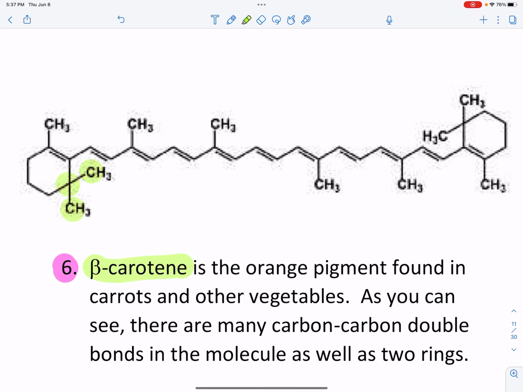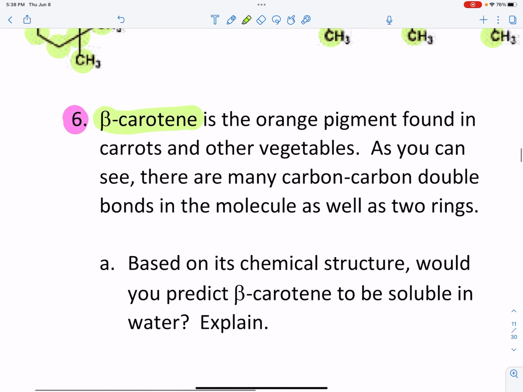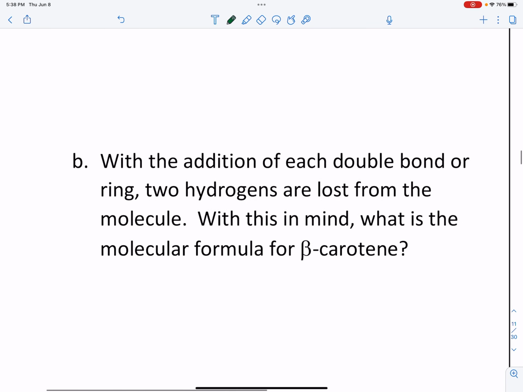1, 2, 3, 4, 5, 6, 7, 8, 9, 10, 11, 12, 13, 14, 15, 16, 17, 18, 19, 20, 21, 22, 23, 24, 25, 26, 27, 28, 29, 30, 31, 32, 33, 34, 35, 36, 37, 38, 39, 40. There are 40 carbons in that molecule. So let's begin a chemical formula.